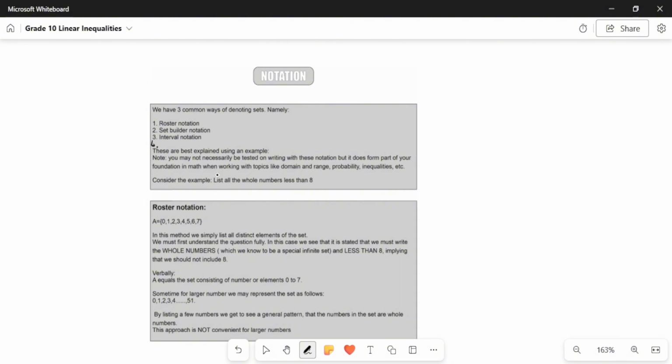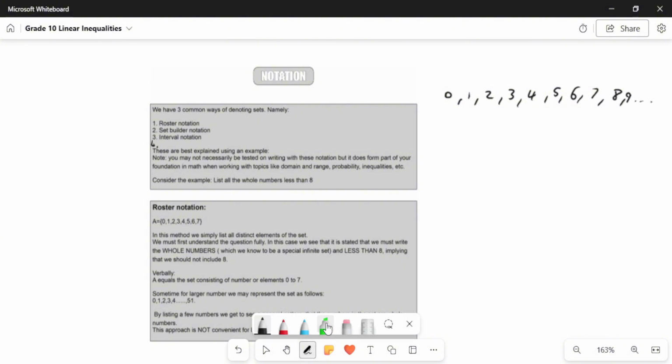Let's consider the following example. List all of the whole numbers less than 8. So let's just think of this here, right? We have to list all of the whole numbers less than 8. What are whole numbers? Whole numbers are 0, 1, 2, 3, 4, 5, 6, 7, 8, 9, and so on, isn't it? So if we're listing the whole numbers that are less than 8, not 8, less than 8, it will be all of these numbers here. Would you agree?